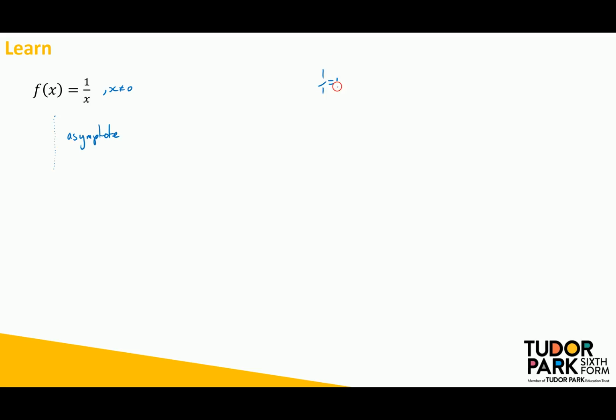We know 1 over 1 is going to be the point 1. Let's start taking larger values of x. So if we did 1 over 2, the function would evaluate to 0.5. If I did 1 over 10, then the function evaluates to 0.1. And actually, the larger I make the value of x, as x tends towards infinity, the function is going to get smaller and smaller and smaller, so the function tends towards 0.